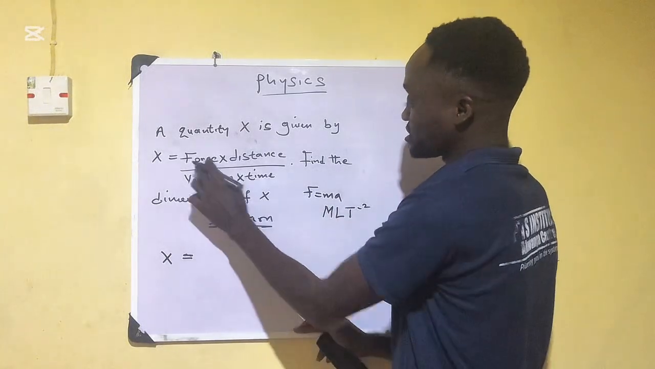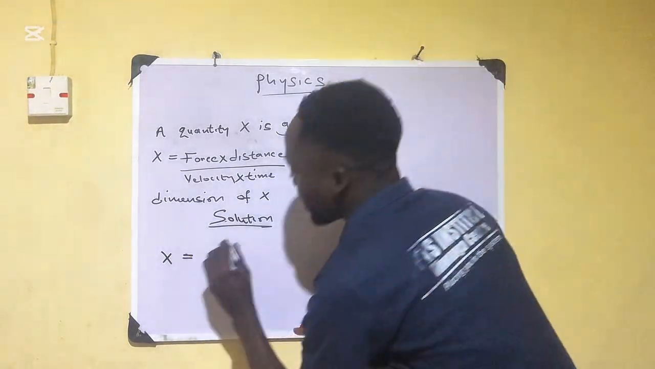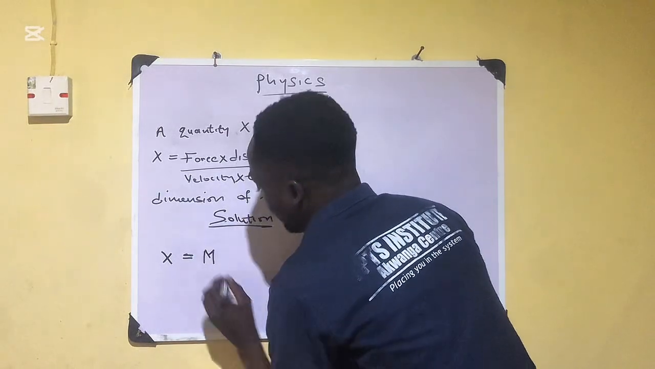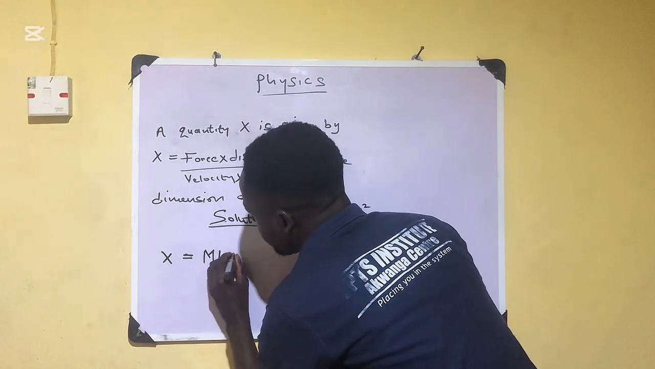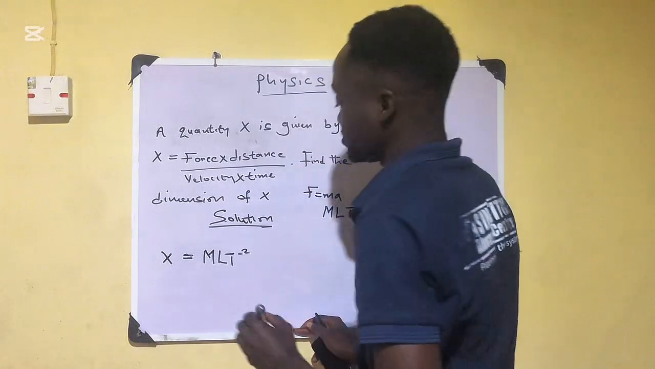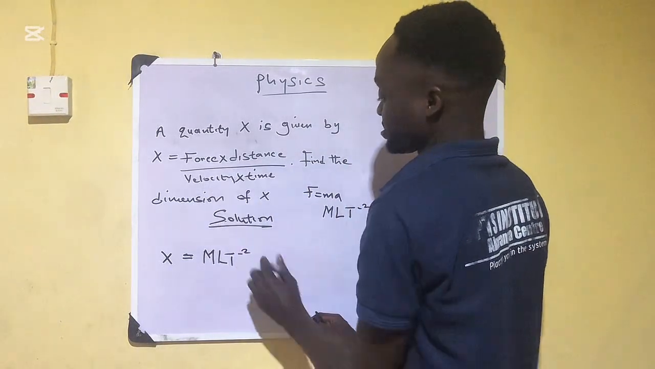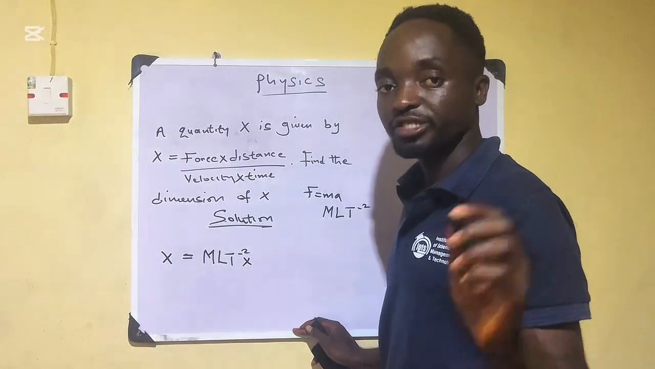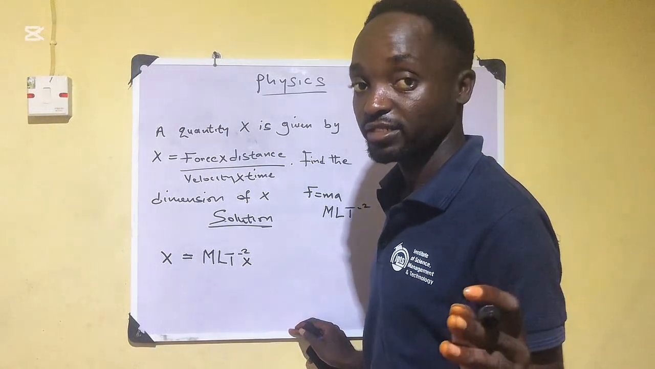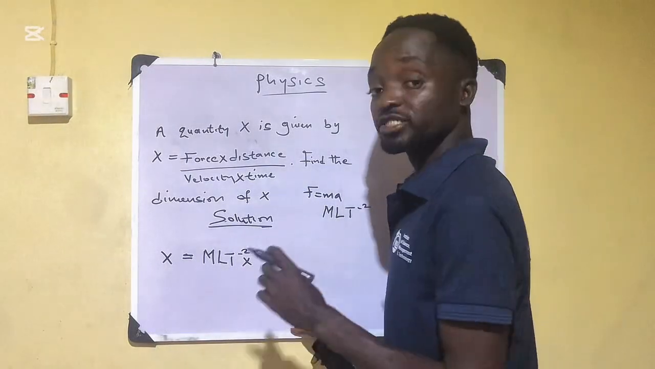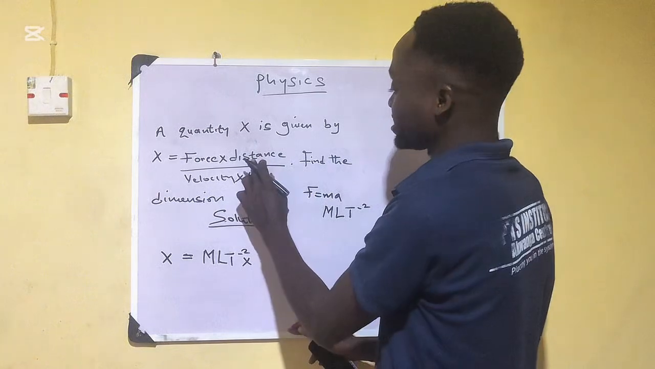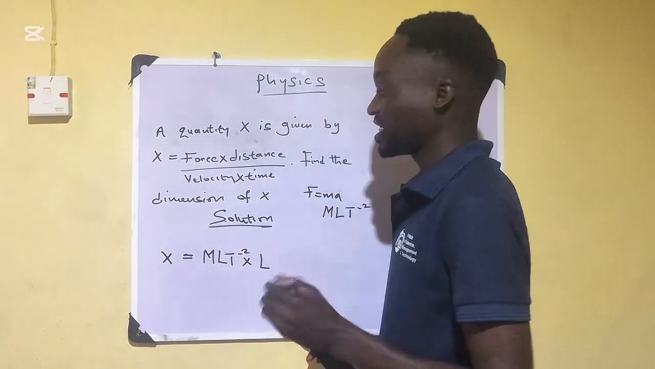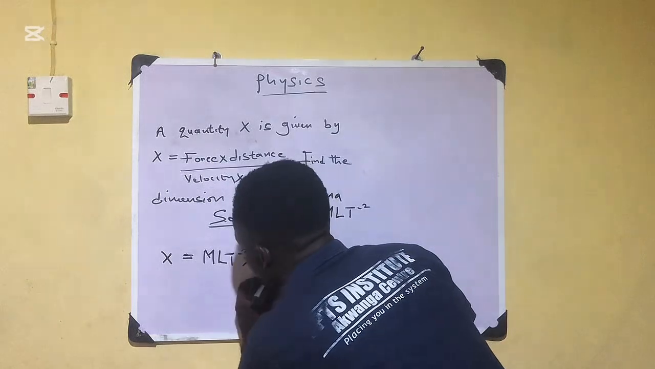So now, because this is the same thing as force, we can write our force as M L per T squared, then times distance. Remember, when we are talking about distance, we are just talking about length. Is that clear? So since we are talking about length, we can write distance as L, length. So all over.